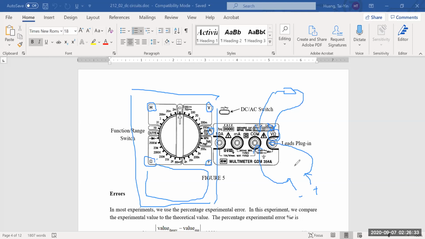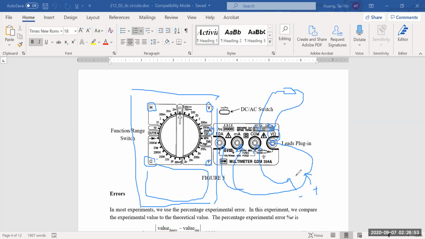If you use the meter to measure current, then the positive, instead of plugging into this, should either plug into this place or plug into this place. Because if you plug into the mA range, then you're using the 200 milliamp or 20 milliamp range.